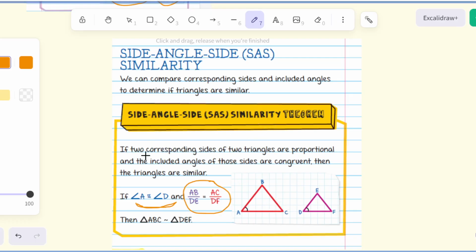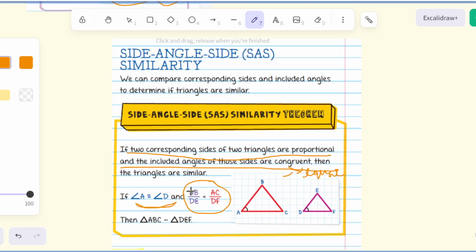For example, if two corresponding sides of two triangles are proportional and the included angle of those is congruent, congruent means the same. Here it's not congruent triangles. The word congruent here means equal. If those are equal, then the triangles are similar. Included means the angle between them.